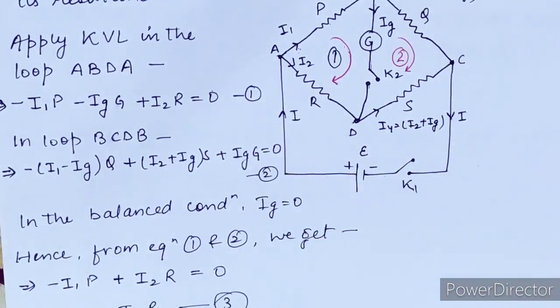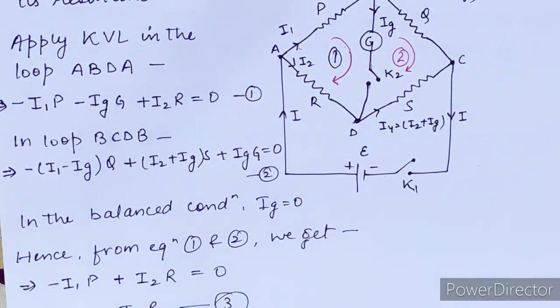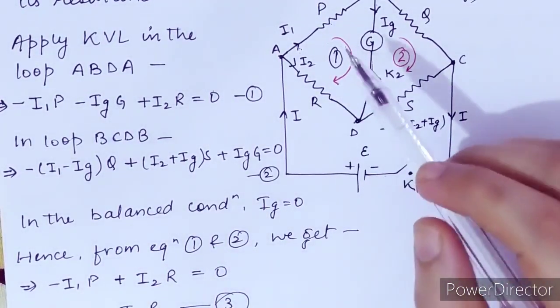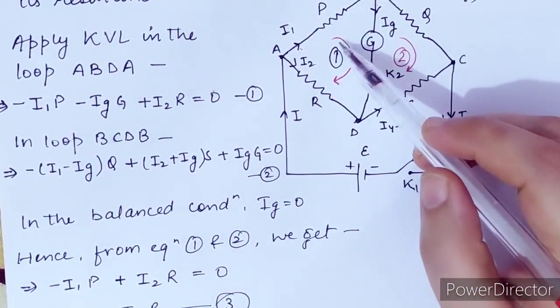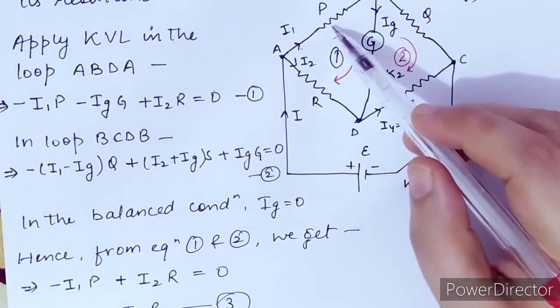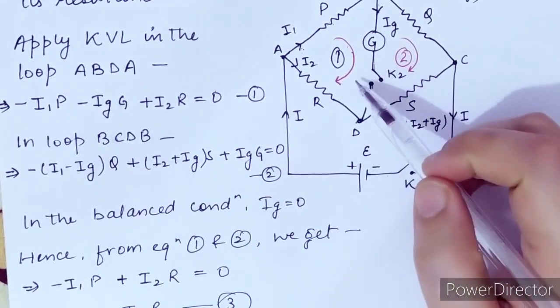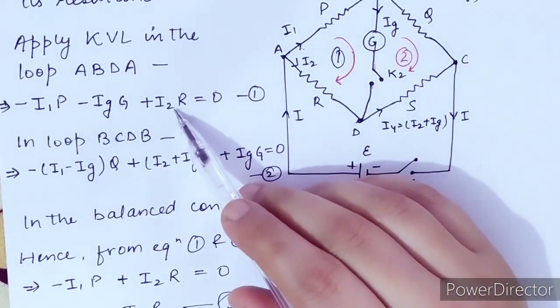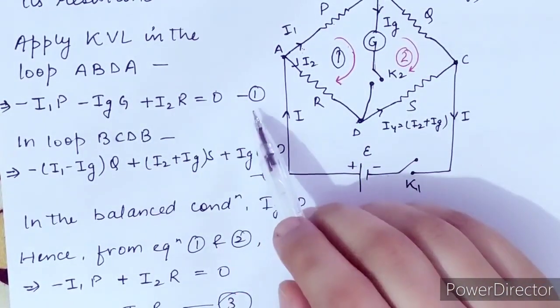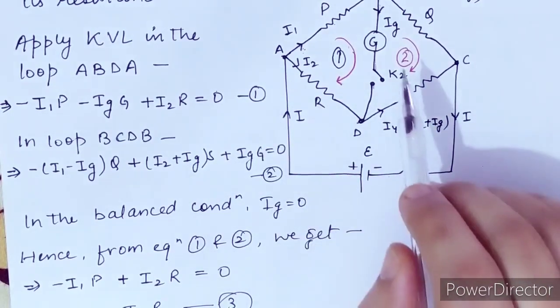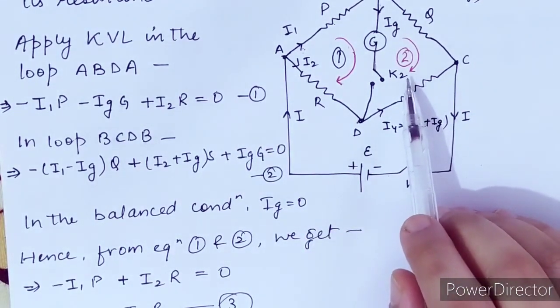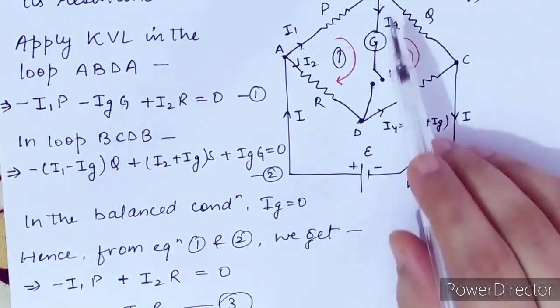Equation number 1. Again I am repeating, beta, that when the directions of the loop and the current flowing through the resistance are the same, then the value will become negative, and if the direction is opposite, then the value will become positive. Equation number 1. Now let's discuss the second loop, loop B, C, D, B.